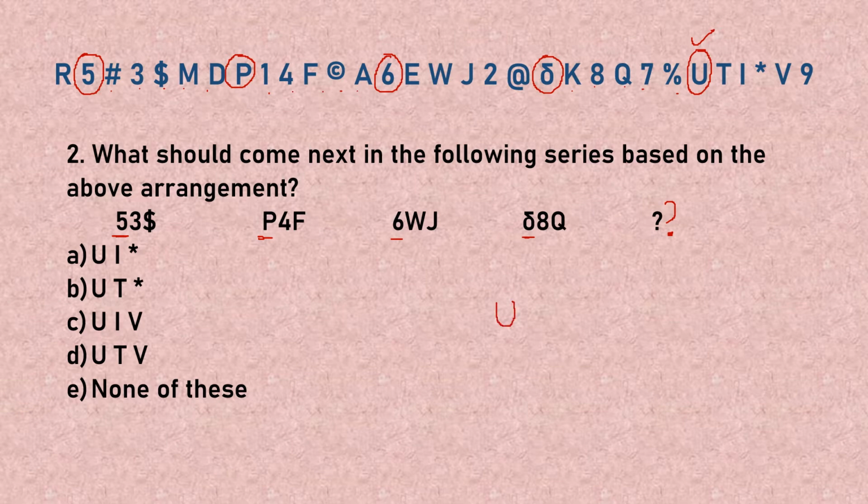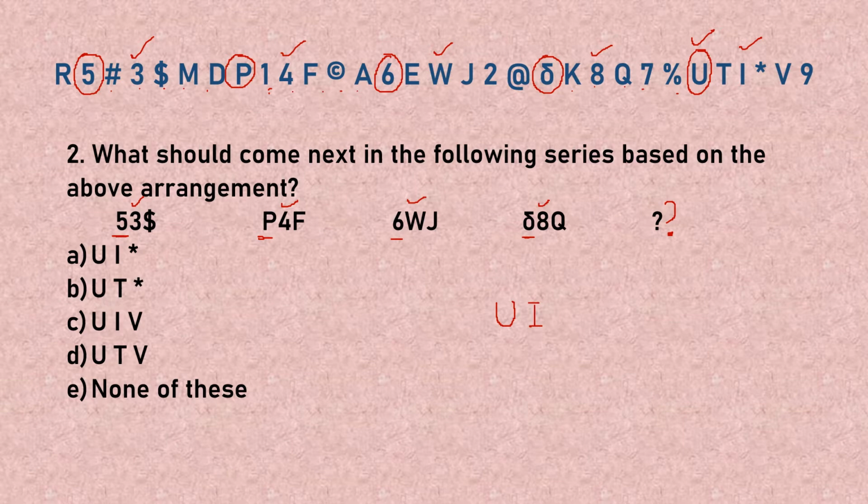Now let us check for the second element: 3, 4, W and 8. Let us mark it here: 3, 4, W and 8. Again I can see a difference of 5. So counting from 8, 1, 2, 3, 4, 5. What do we get? We get an I here. So the second symbol here would be I.